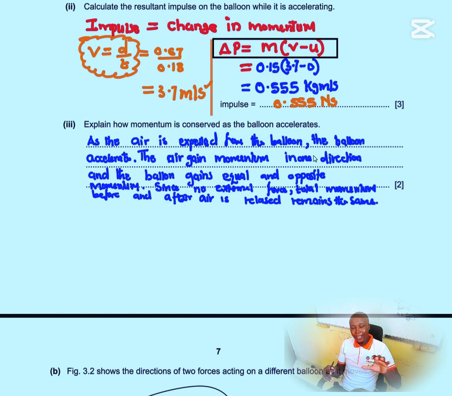So you see, momentum is a vector quantity, right? So if there's momentum acting in this direction and momentum acting in the other direction, then the two momentum will cancel out. So the balloon gets momentum in one direction, and the air also gains momentum in the opposite direction, but of equal magnitude. So we can see that momentum is conserved in that particular case.